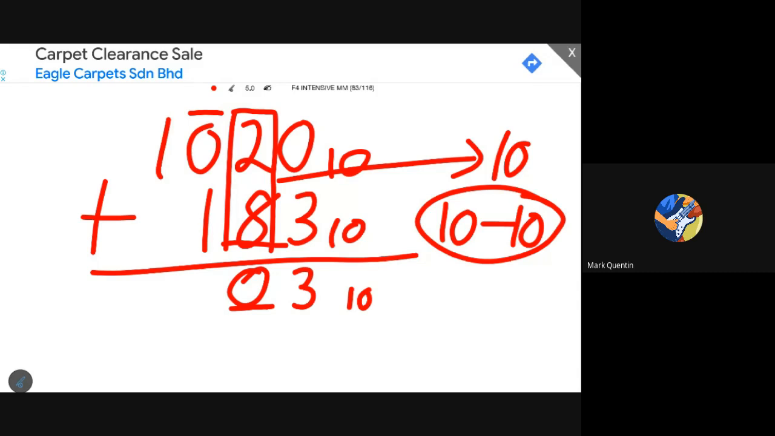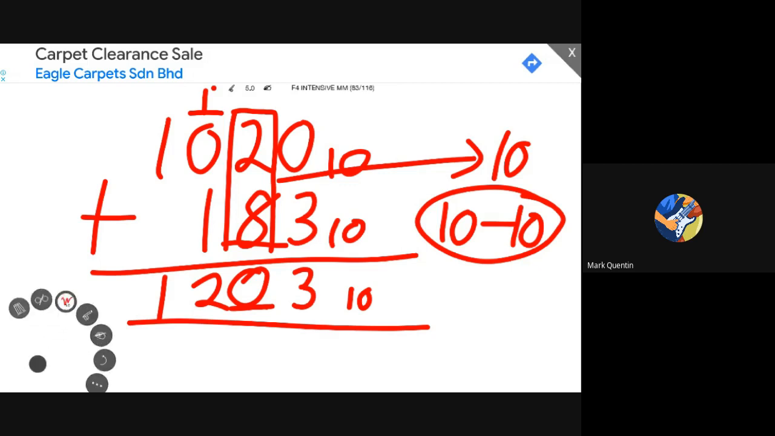If you do 10 minus 10, then on top carry 1. Yes, you have to carry 1 to the top. Very good. So this is the concept over here. You will get this answer: 1203 base 10. This is the basic example for you to understand, the most basic one. So now we play with a different base.